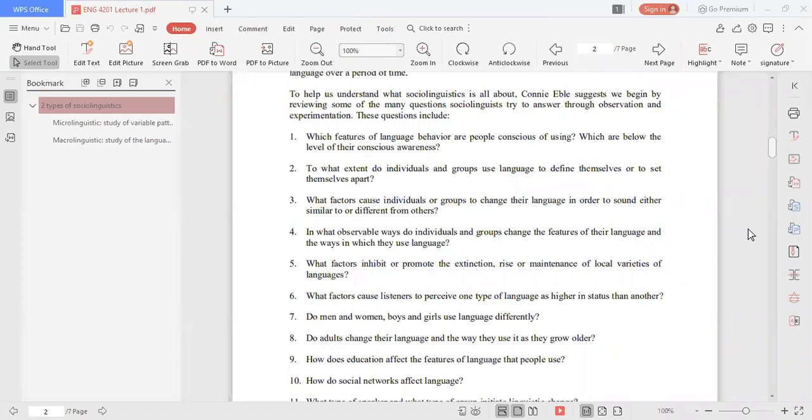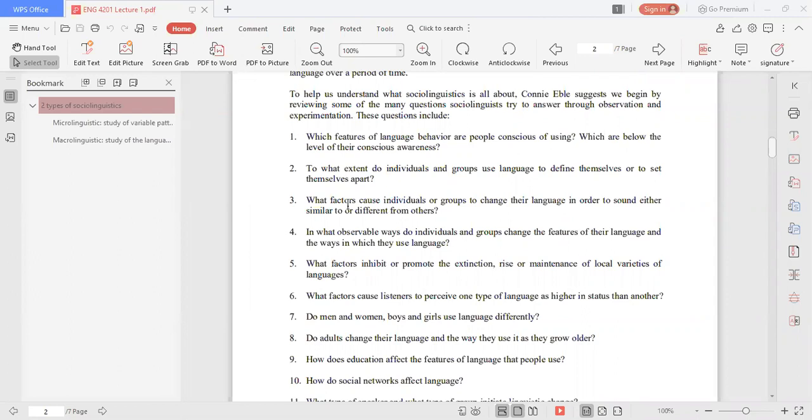So it's about dialect. It means people from different places use different kinds of rhythm in their language, different kinds of sound, I mean the tone. All right, now I'll make it simple for you. What factors cause individuals or groups to change their language in order to sound either similar to or different from others? And what are the factors?